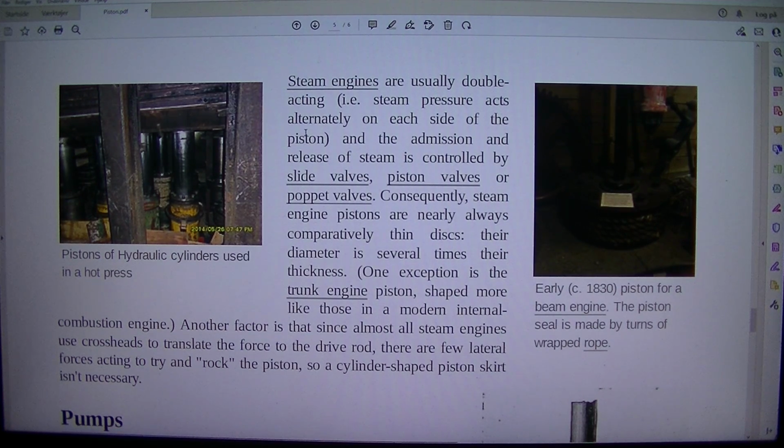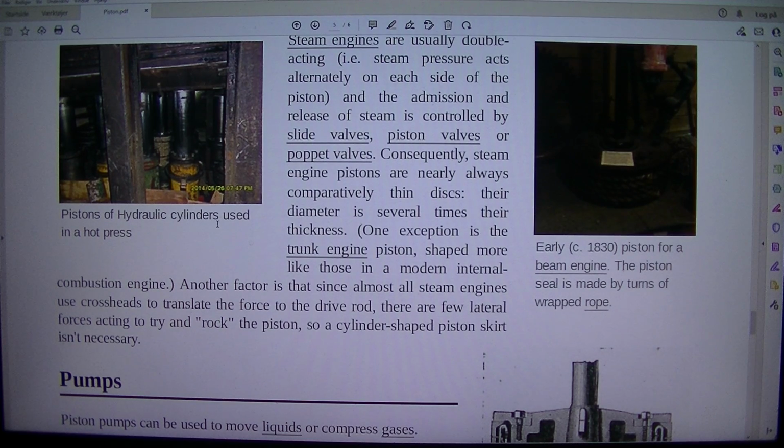Steam engines are usually double-acting, i.e. steam pressure acts alternately on each side of the piston, and the admission and release of steam is controlled by slide valves, piston valves or poppet valves. Consequently, steam engine pistons are nearly always comparatively thin discs. The diameter is several times the thickness.